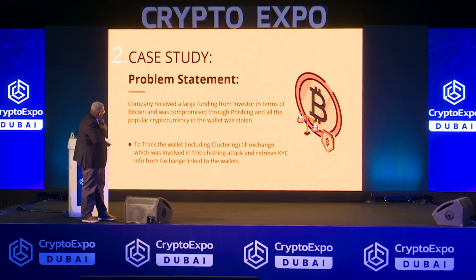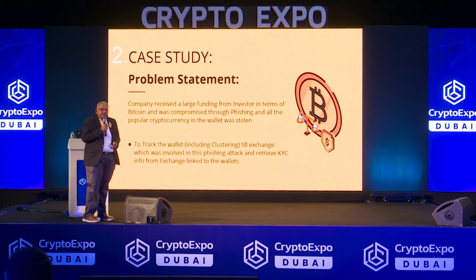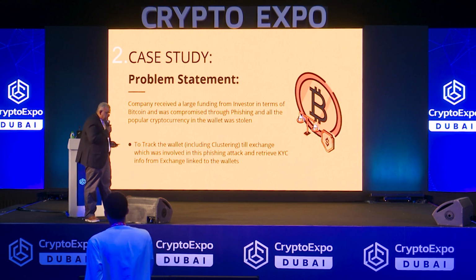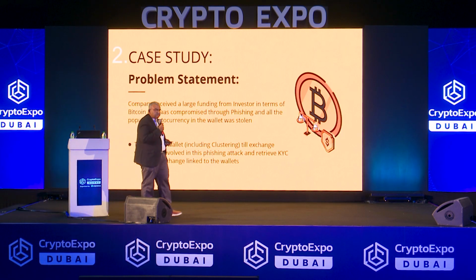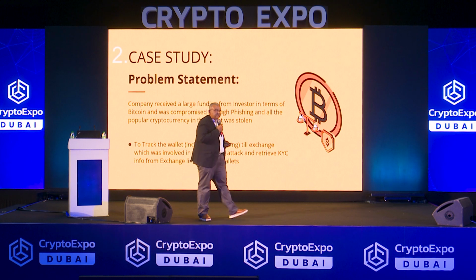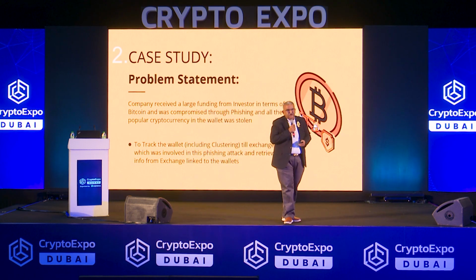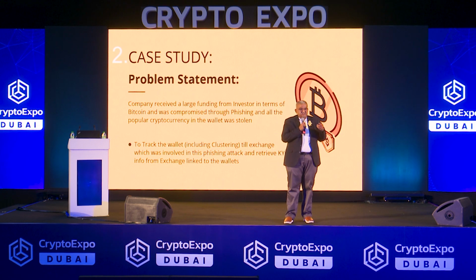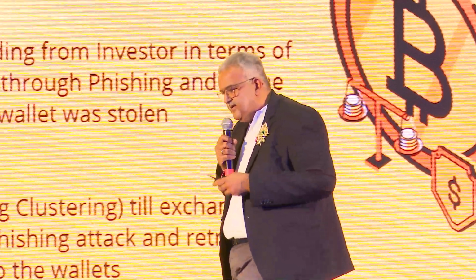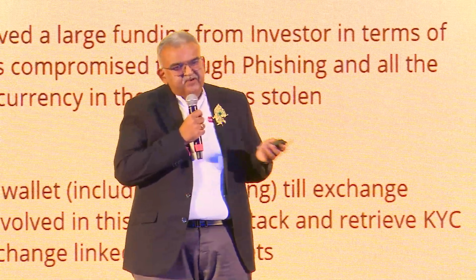Second thing, the problem statement. What we got is that there is a company, a startup company in India. That startup company got some fund through Bitcoin, and after receiving the fund, immediately that company got one link in a WhatsApp message to check whether they have received the fund or not. So when he clicks on that particular link, immediately through a phishing attack, the entire Bitcoin they received was migrated to some other places.